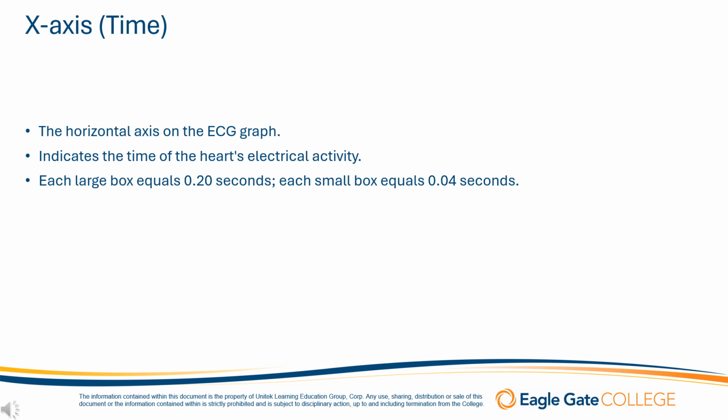The QT interval is the time from the start of the Q wave to the end of the T wave. It represents the total time for ventricular depolarization and repolarization. The QT interval varies with heart rate, and corrected QT, or QTc, is used for more accurate assessment. Prolonged QT interval can increase the risk of ventricular arrhythmias, such as torsade de pointes. So remember, the x-axis on the ECG graph is our tool for measuring the time of the heart's electrical activity.